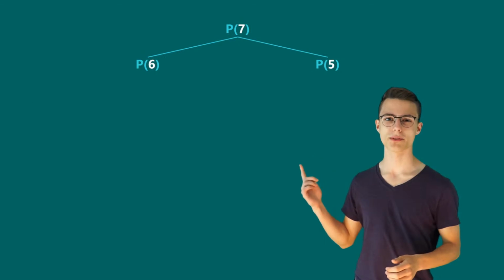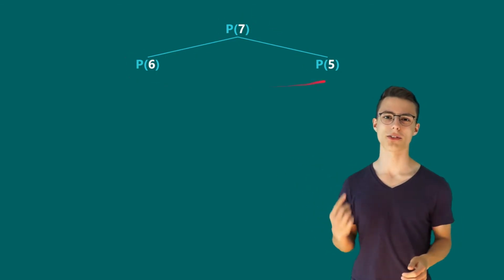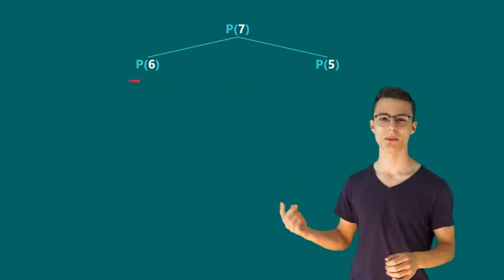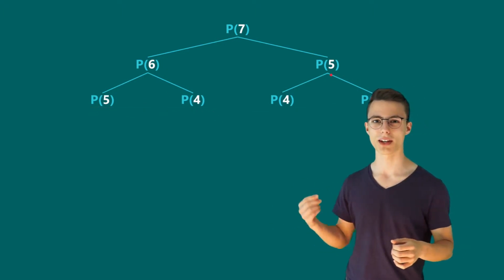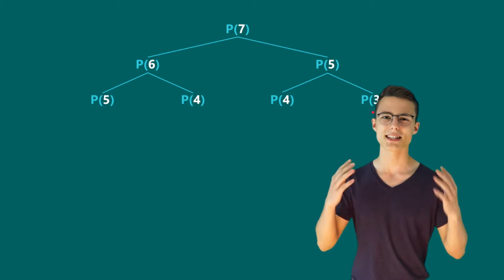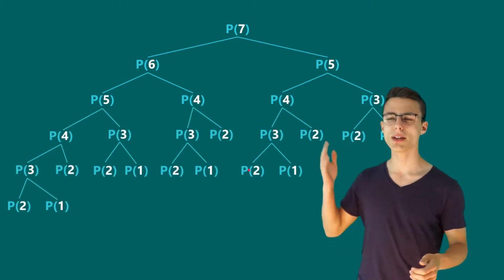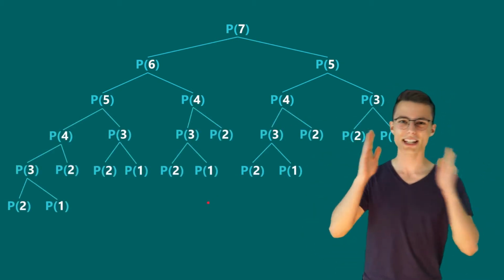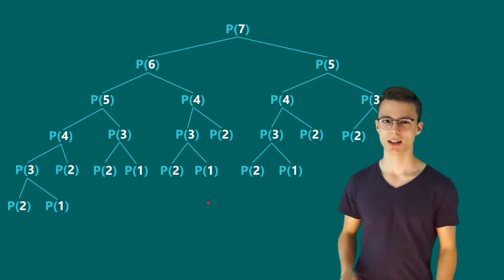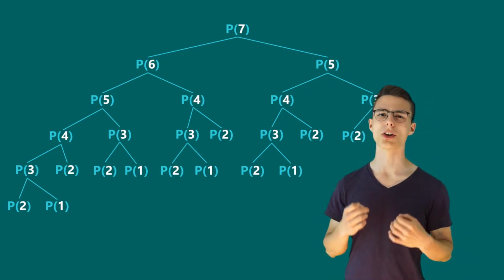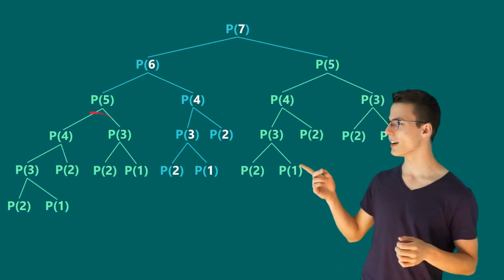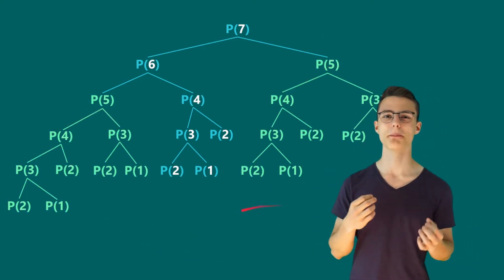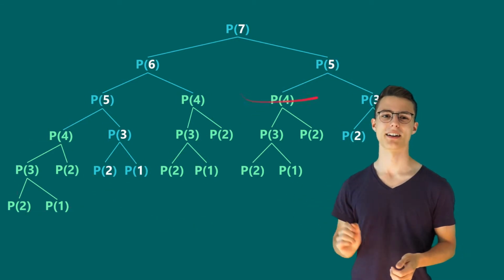For P of 7 we need P of 6 and P of 5. For P of 6 we need P of 5 and P of 4. And for P of 5 we need P of 4 and P of 3, and so on and so on. The tree grows rapidly, and we have an exponential runtime. But we can see that we do a lot of redundant work. For example, we calculate P of 5 here and there, and we calculate P of 4 there, there and there.